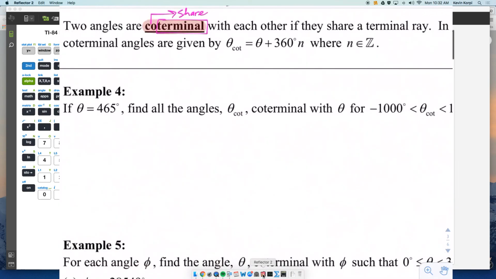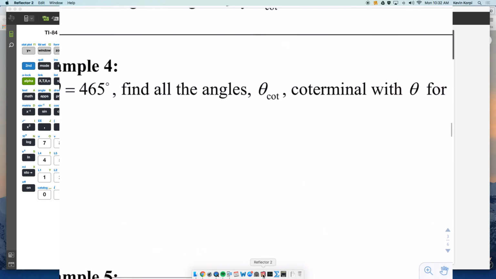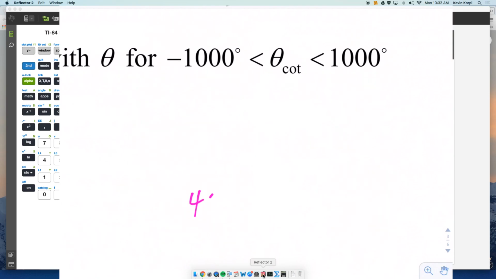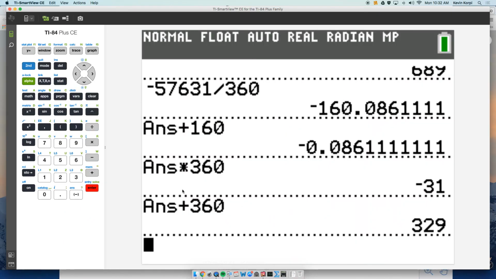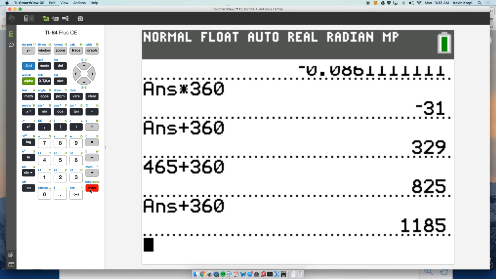Last example, don't put your calculators away. Example 4. If we start with 465, we want to find all the angles that are coterminal with it between negative 1,000 and 1,000. So here's the easiest way to do it. I'm going to go ahead and write 465 down, because it's coterminal with itself. If I add 360, I'm going in the counterclockwise direction. 825, that's less than 1,000. I'm going to write it down. Notice if I add 360 again, though, it's bigger than 1,000. So that's my upper bound.